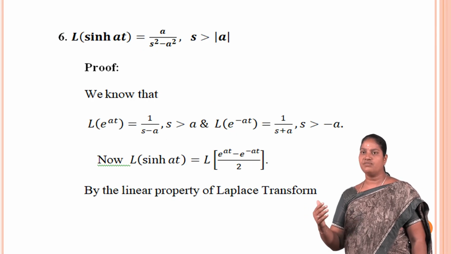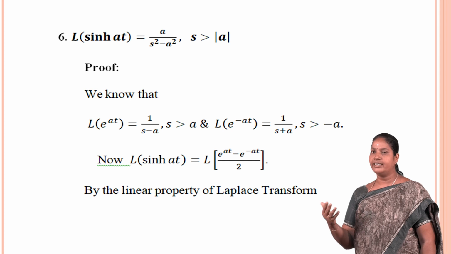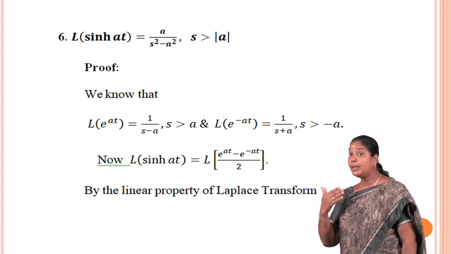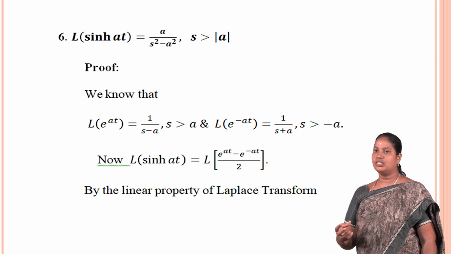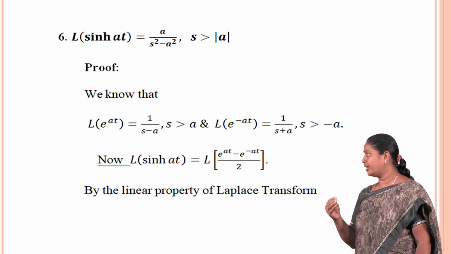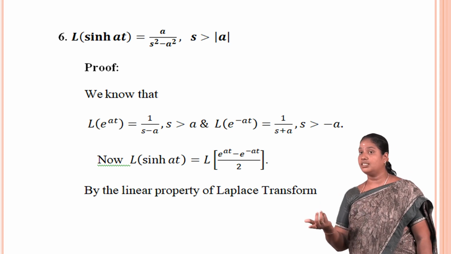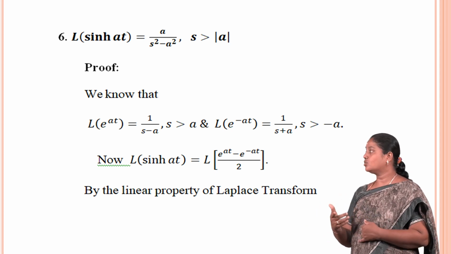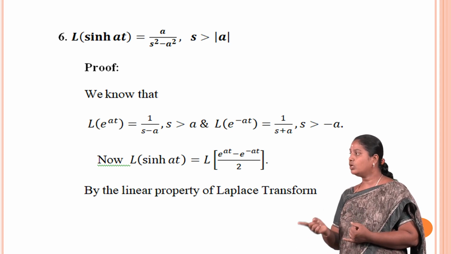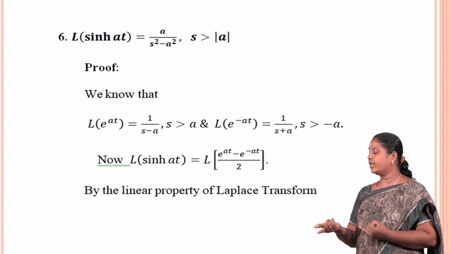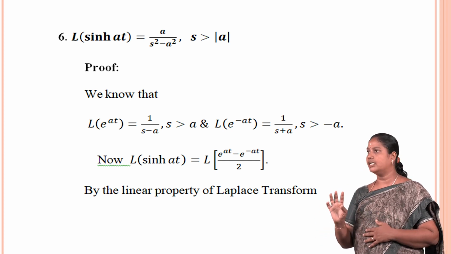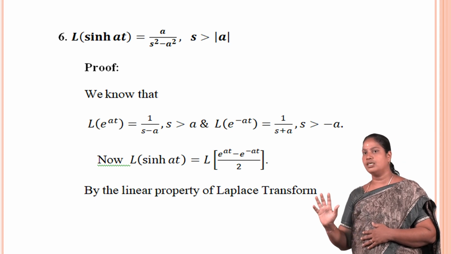Now using these formulas, we are going to calculate another standard function's Laplace transform, that is L of sinh at, the hyperbolic function. Its value is nothing but a divided by s squared minus a squared, provided s is greater than modulus a, because if s is equal to a, s squared minus a squared will be 0, which is also a problem. If s equals minus a also, there is a problem, because if you square it, it will become a squared only. So therefore we put the condition that s should be greater than modulus a.